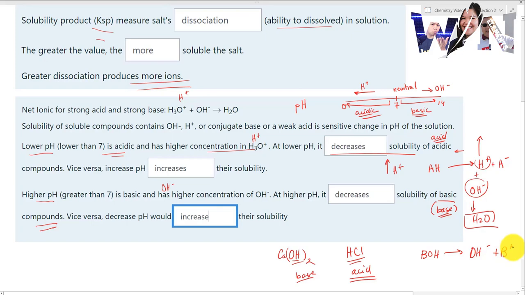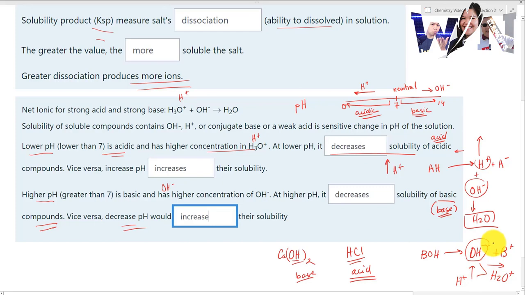And what do you see? Well, look at this. As we are increasing the pH, we're increasing that, right? So therefore, it's shifted that way. So therefore, it's going to decrease its solubility. And vice versa, if I'm introducing H plus here, by decreasing the pH, this will produce H2O. So therefore, it's going to shift that way because it is removing the OH minus from the reaction.